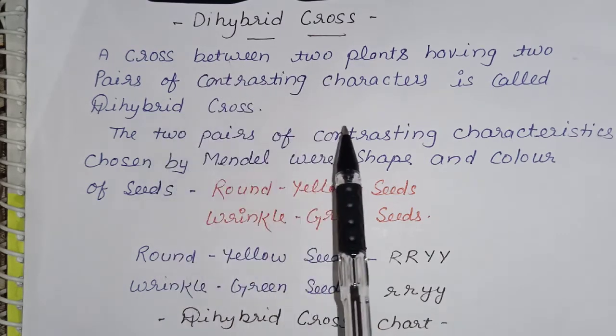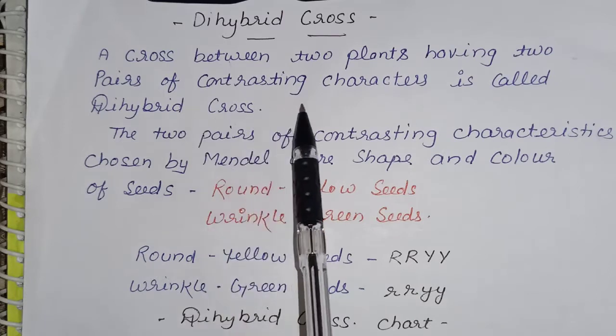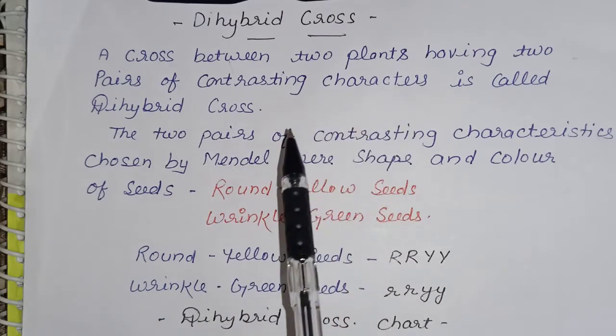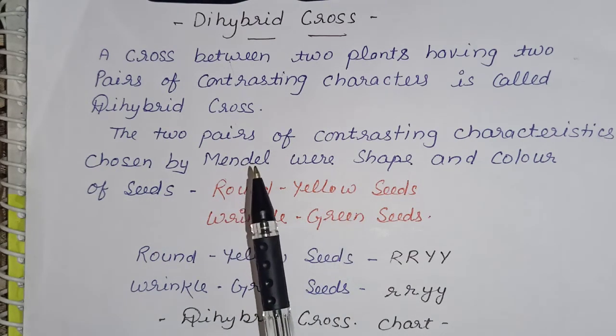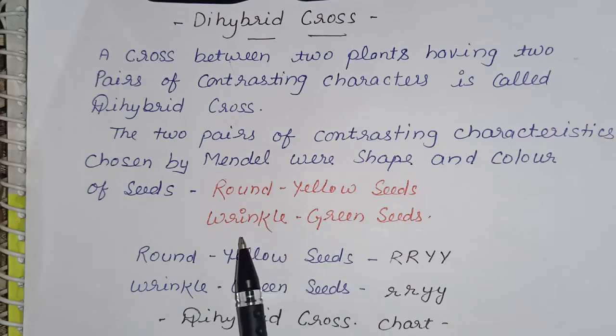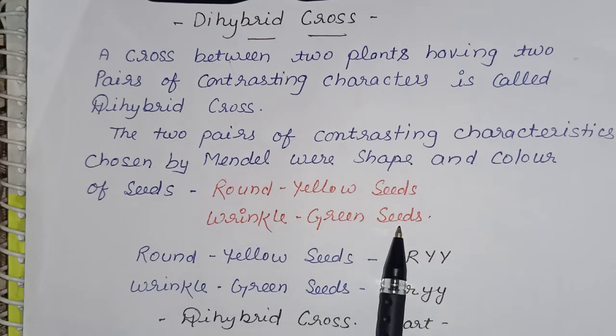Now we discuss dihybrid cross. A cross between two plants having two pairs of contrasting characters is called dihybrid cross. The two pairs of contrasting characters chosen by Mendel were shape and color of the seeds. Now there are two characters involved in dihybrid cross: first, round yellow seeds, and second, wrinkled green seeds.